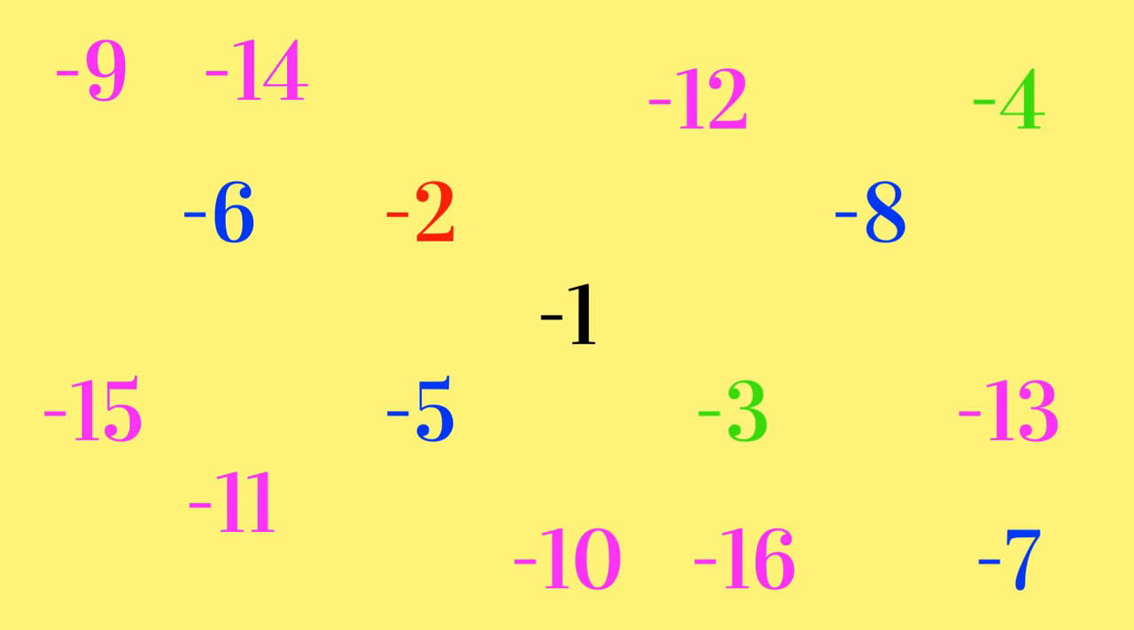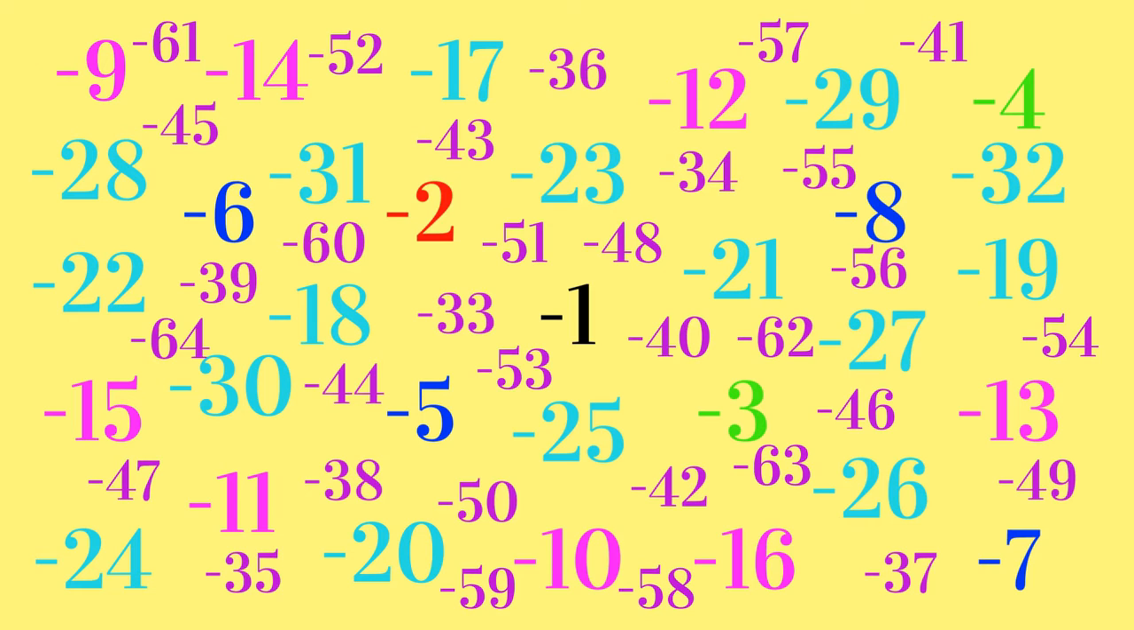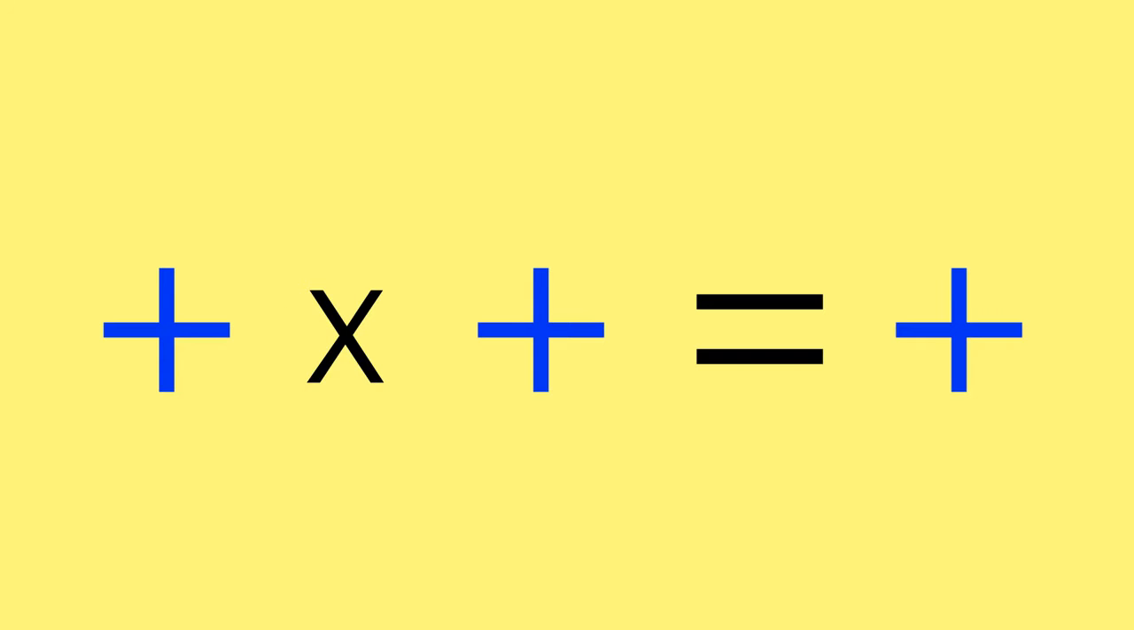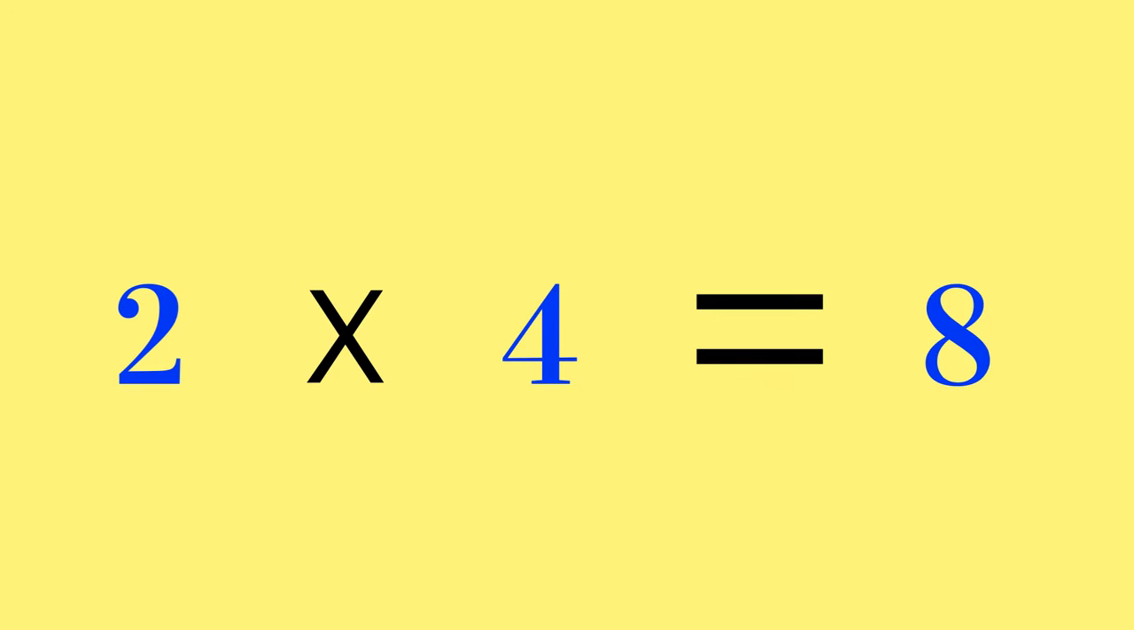Easy as long as you follow a couple of simple rules. All you have to do is remember if your answer is going to be positive or negative. As you know, if you multiply two positive numbers together, you get a positive answer. So 2 multiplied by 4 equals positive 8.